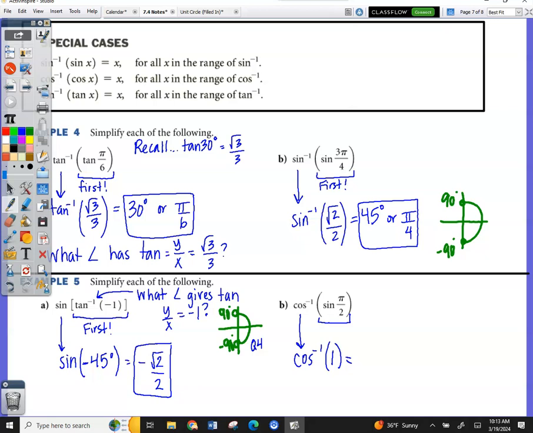0. Now, this is cosine inverse. Cosine inverse is the one that lays on its side. 0. Which one has an x value of 1? 0. Here, 0.